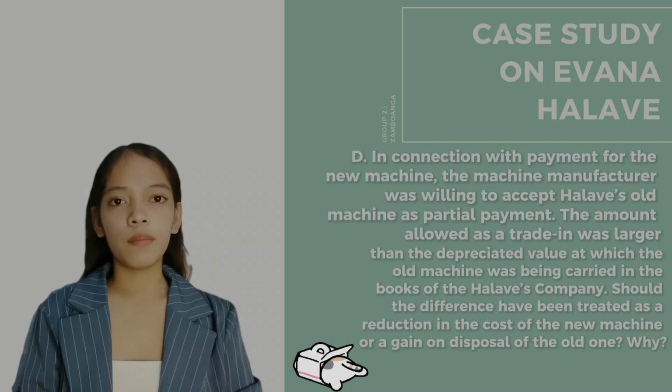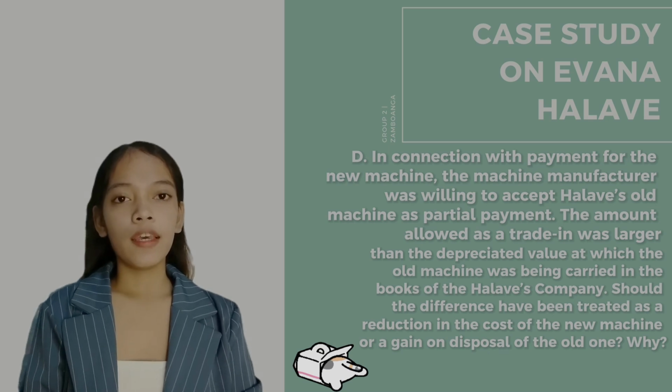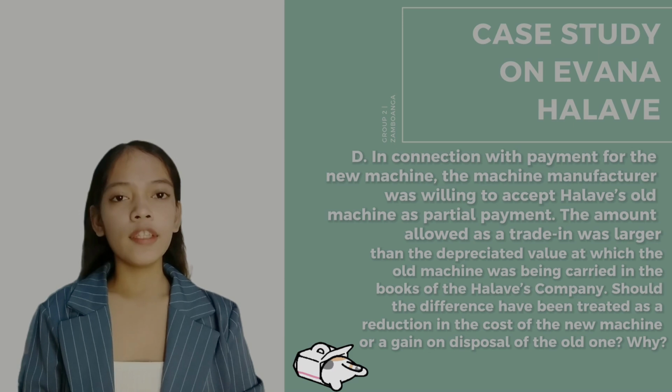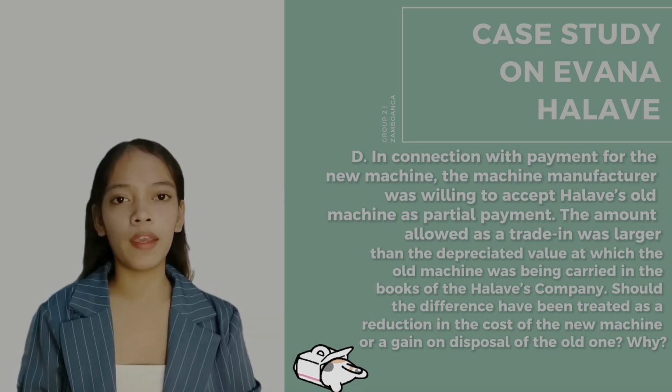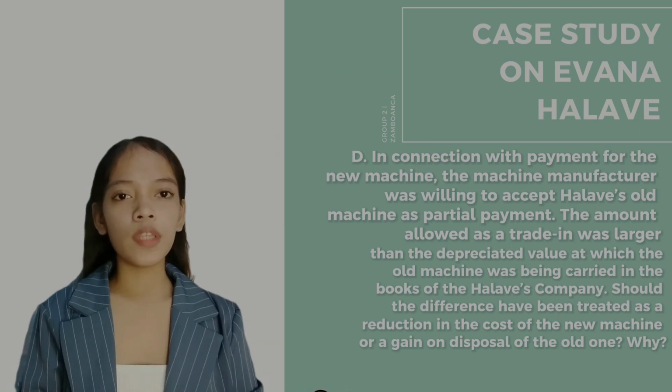I think the difference can be treated as reduction in the cost of the new machine Halave purchased, even though she gave away an old machine as partial payment. This also meant that she didn't have to pay as much cash. By paying with the old machine, she was able to save her business a significant amount of cash.